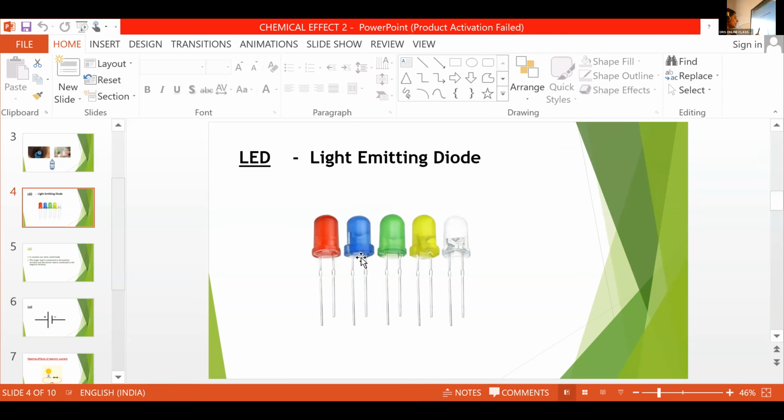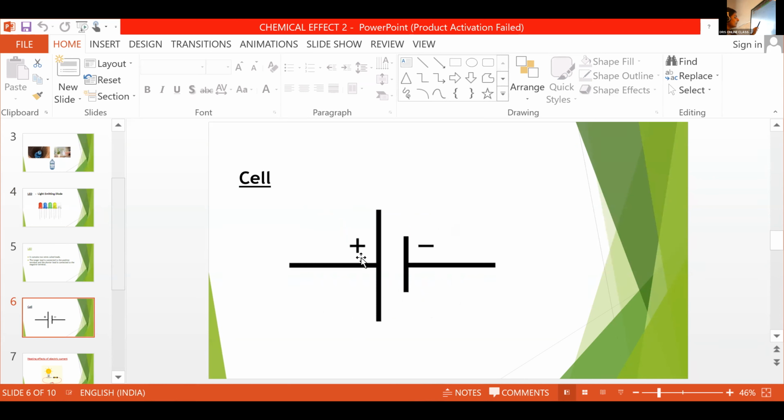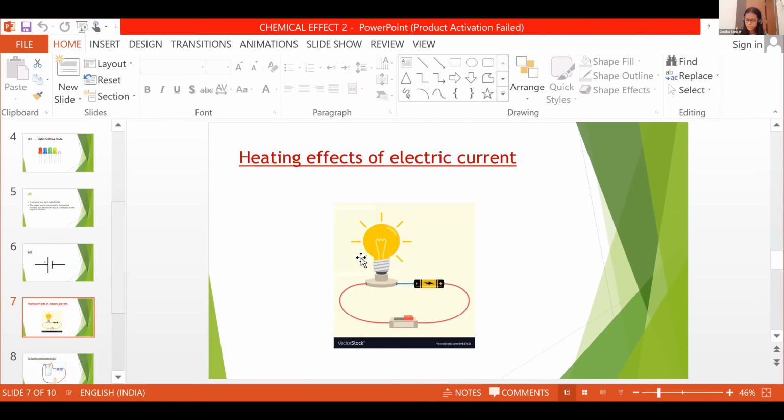So in this LED also, two leads are there, one bigger, another one smaller. So when we connect this LED to a battery, the big lead is connected to the positive side, and the smaller lead is connected to the negative side. Okay. Then in this connection the bulb glows.